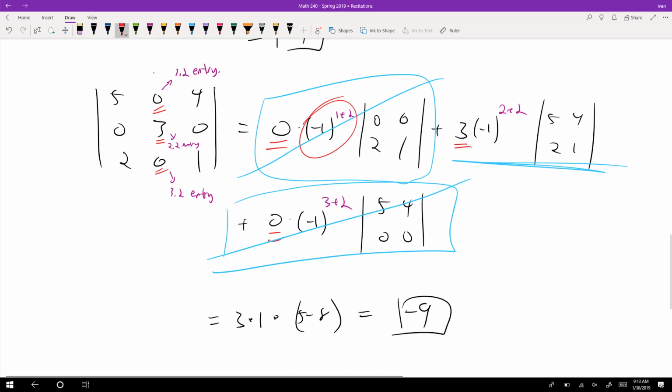I would recommend this method because I just like it more than a row reducing method, which is what we'll talk about next. Okay, so any questions on cofactor expansion? Okay. What's next? So the second method we can use is the row reduction method.